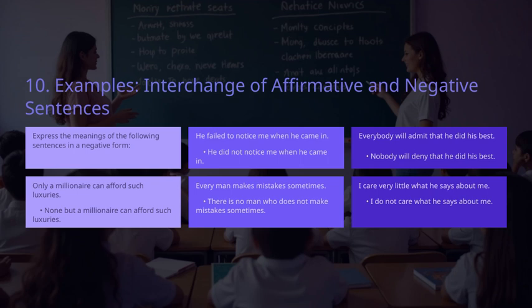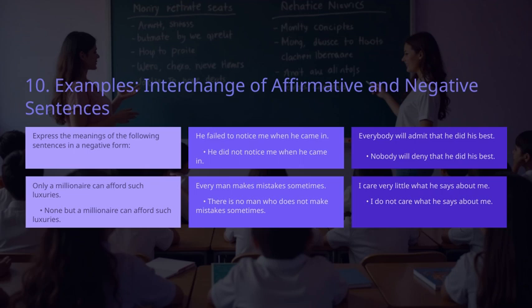Similarly, "Everybody will admit that he did his best" can be turned into, "Nobody will deny that he did his best." Both sentences agree that the effort was recognized, just expressed differently. Finally, the sentence, "I care very little what he says about me," becomes, "I do not care what he says about me" in the negative form. This simplifies the statement but keeps the core meaning intact.